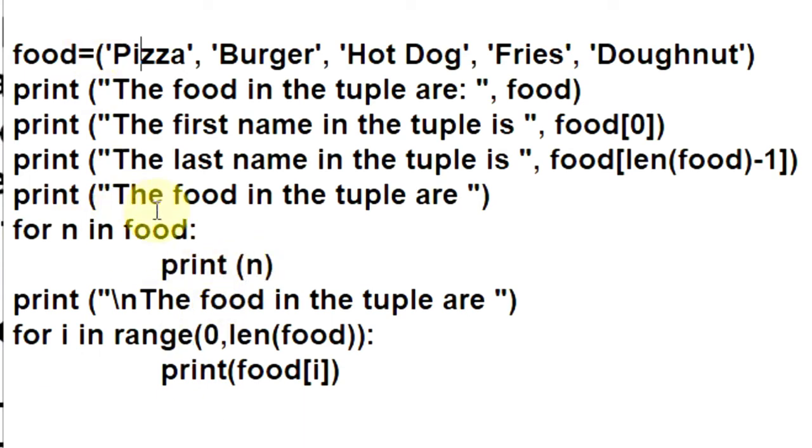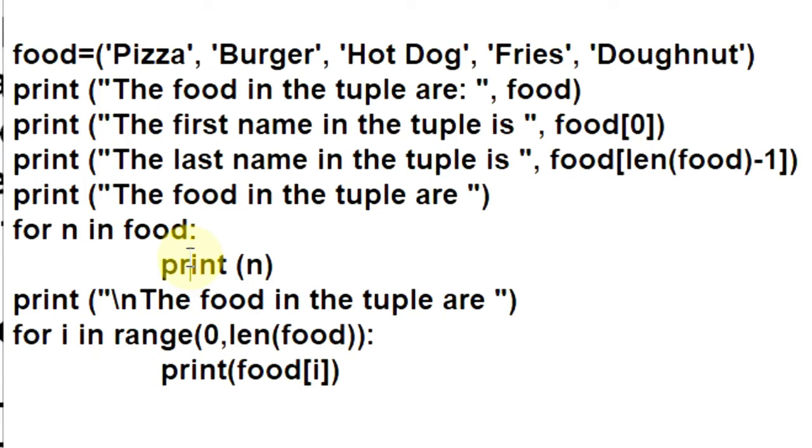In the next iteration, the next tuple element will be assigned to this variable n. The next tuple element is burger, which will be assigned to the variable n. Display n, so you get burger on the screen. Again in the next iteration, the third tuple element will be assigned to variable n, that is hot dog, which will be displayed on the screen. So all the tuple elements one by one will be assigned to the variable n, and that is displayed on the screen.